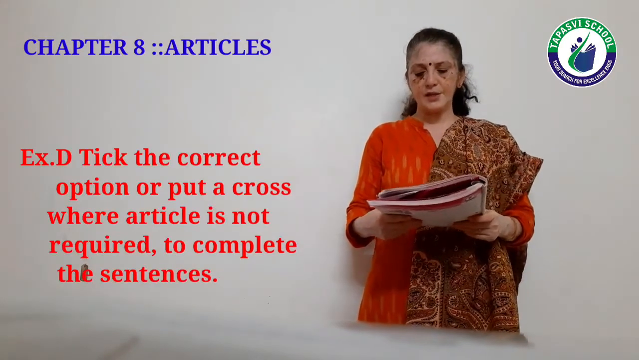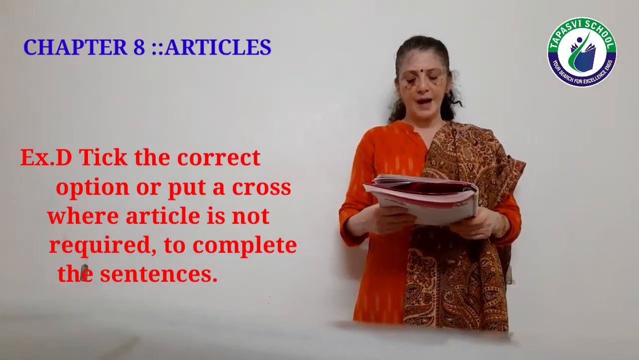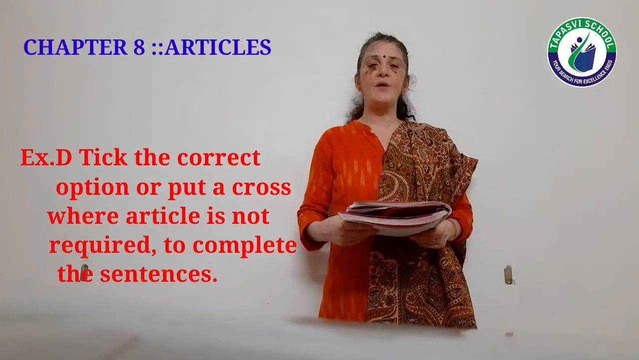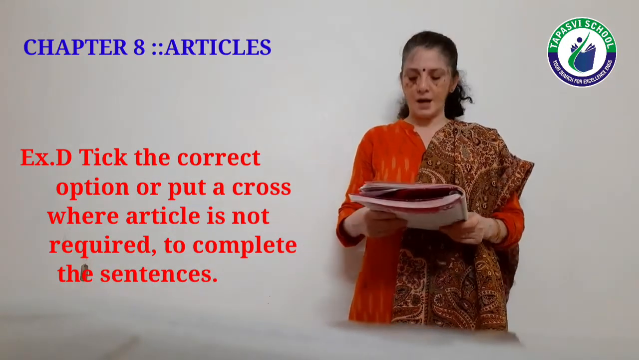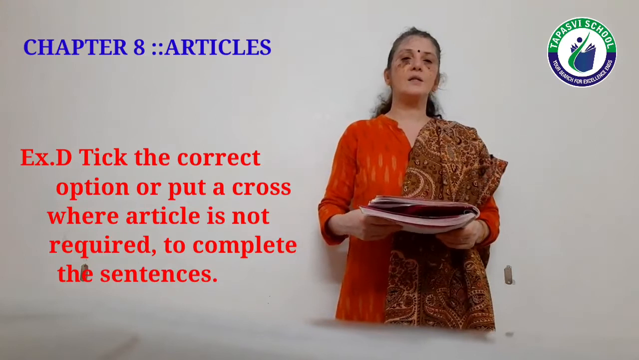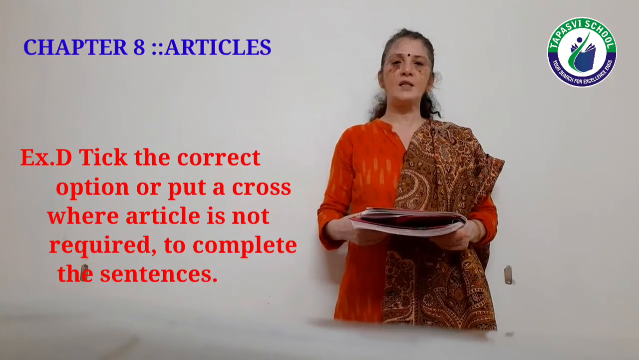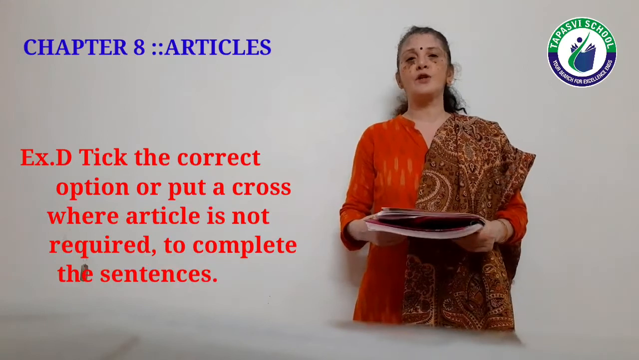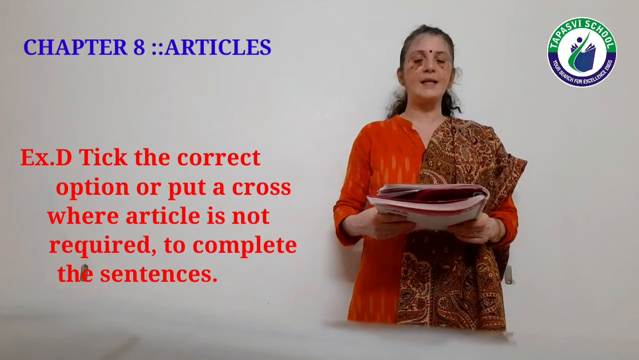Now last exercise D, here you have to take the correct options. First one, the Ramayana is a sacred book of the Hindus. See here, Ramayana, it's a name of one holy book. So before that we have to write the Ramayana, the Hindus. Second one, the Taj Mahal was built by dash Shah Jahan. See, Taj Mahal, it's a famous monument. So before that we have to write the, and Shah Jahan is a proper noun, so we should not use any article.